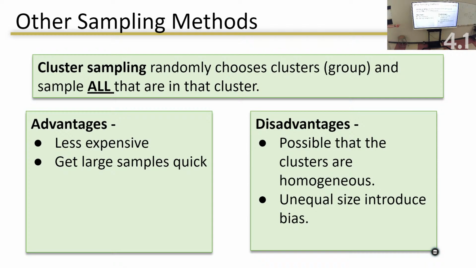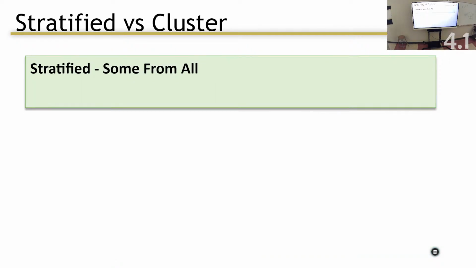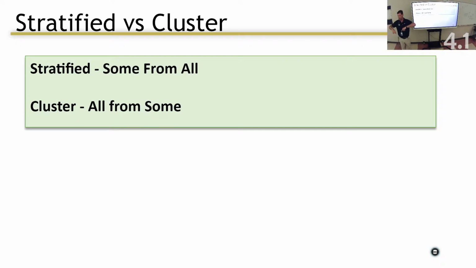Unequal size produces bias. Come back to the singletons. Unequal size reduces bias. And then, so this is my stratified. Some from all the groups. Whereas cluster is all from some of the groups. Okay with that? I'm choosing some groups randomly and I'm getting them all. Whereas stratified, I'm doing all the groups and I'm just getting some from all the groups.